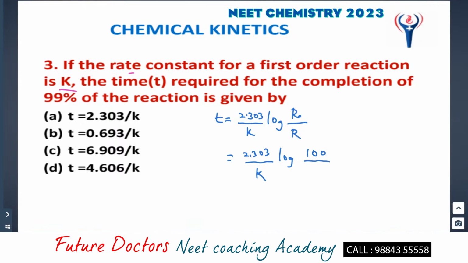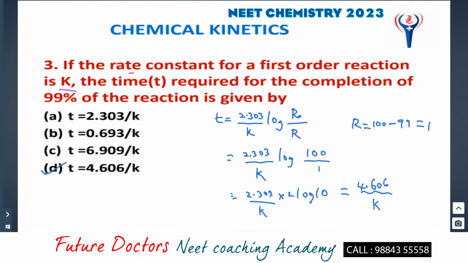Right. R means the remaining concentration. So 100 minus 99, we can consider that. Are you following? R is nothing but the remaining concentration. So 100 minus 99 gives 1. Here we get 1. You can write this as 10 power 2. Can you write this in another way? 2.303 by K, understood? Log 100 means log 10 power 2, or 2 log 10.